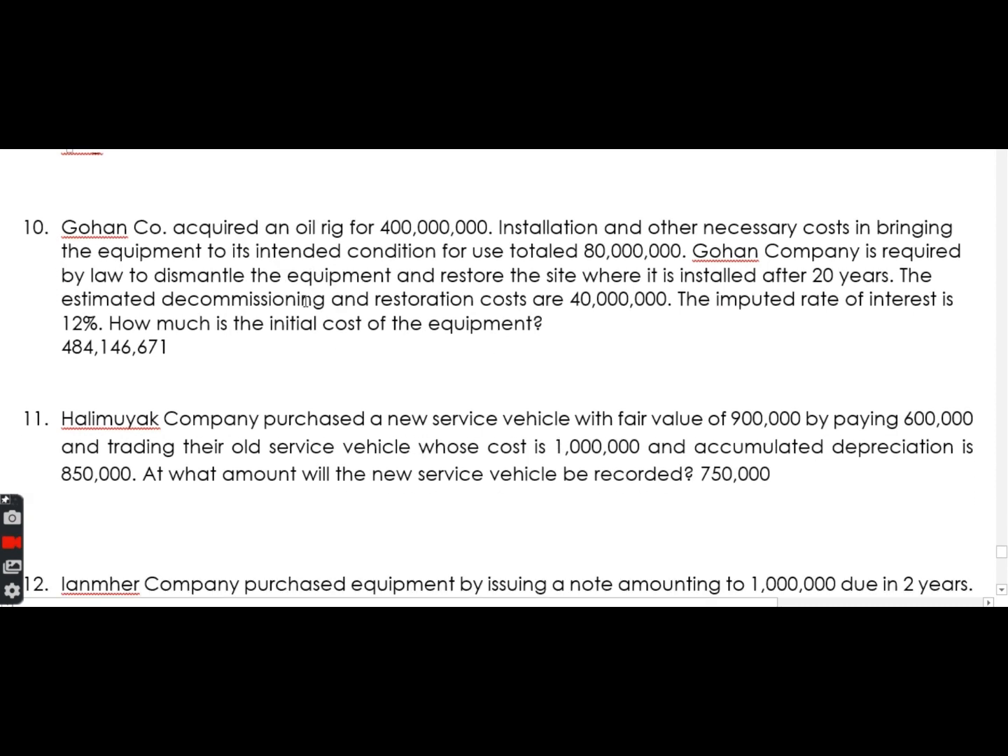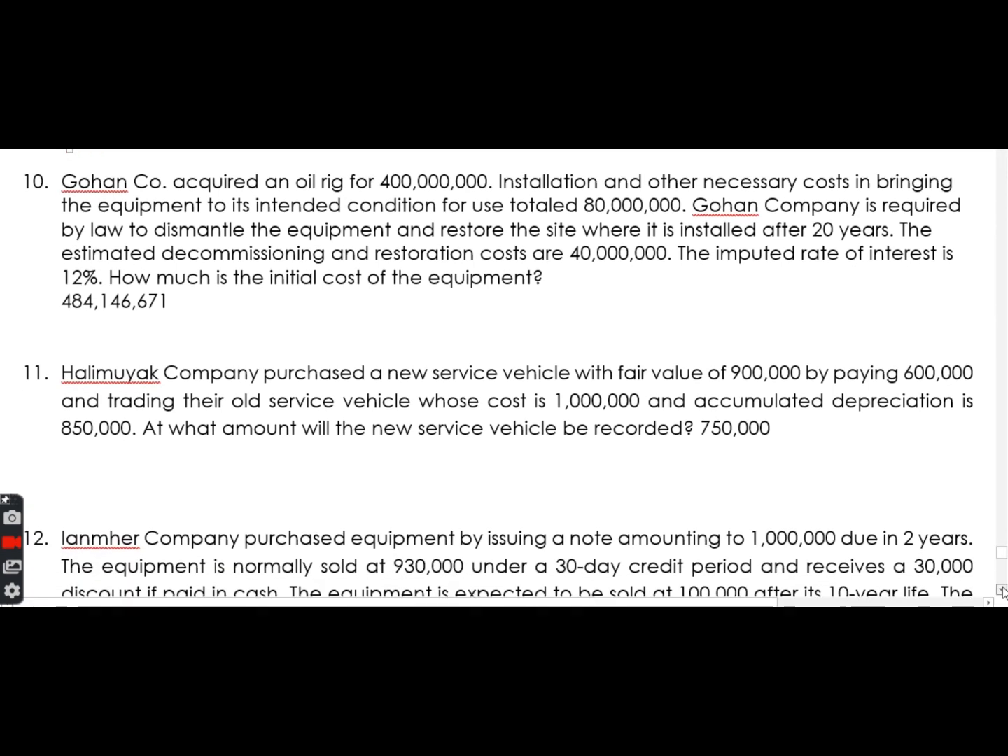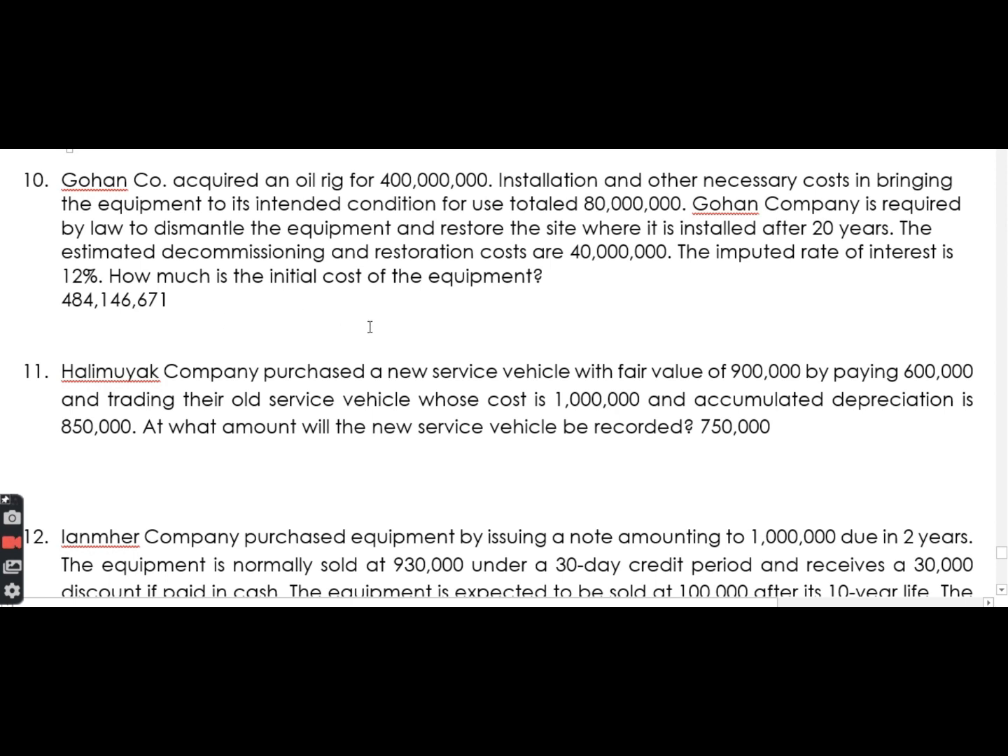Gohan Company acquired an oil rig for 400 million, installation and other necessary cost in bringing the equipment to its intended condition for use totaled 80 million. Gohan Company is required by law to dismantle the equipment and restore the site where it was installed after 20 years. The estimated decommissioning and restoration costs are 40 million. The imputed rate of interest is 12%. So how much is the initial cost of the equipment?